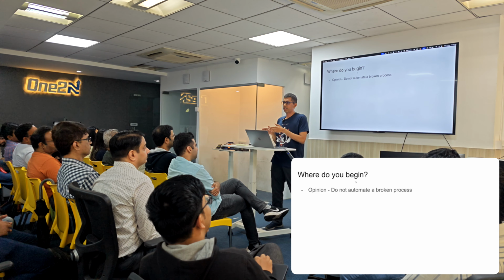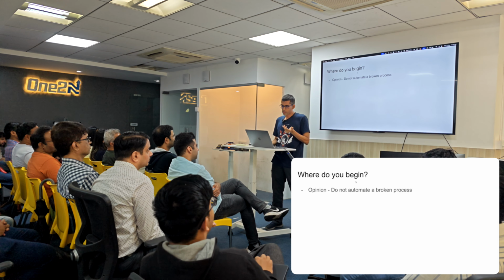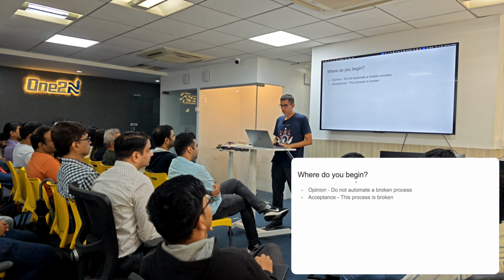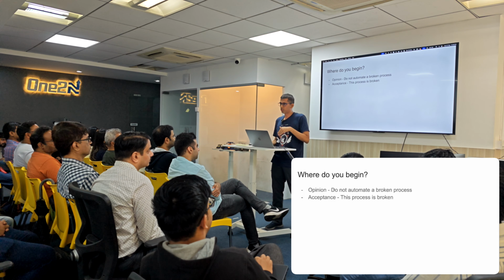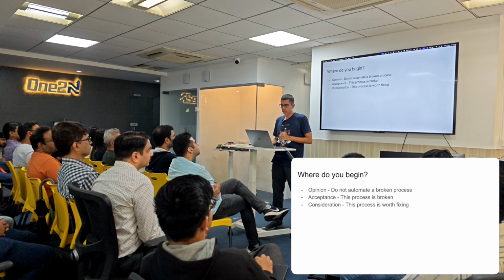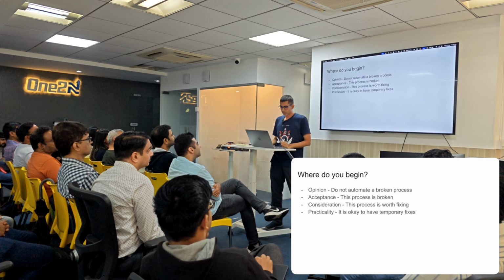So everyone says that if a process is broken, we have to fix it, we shouldn't be automating it. Valid. This is the opinion that you have. But the important thing is not to focus on do not automate. The important thing is to focus on that the process is broken. Once you identify that the process is broken, you have to also have that empathy that this is worth fixing, right? This world is worth saving, right?